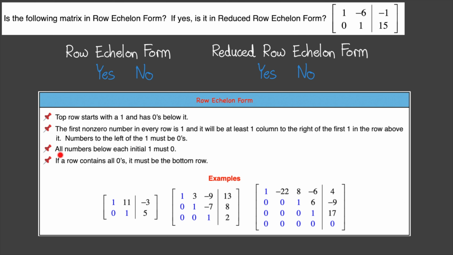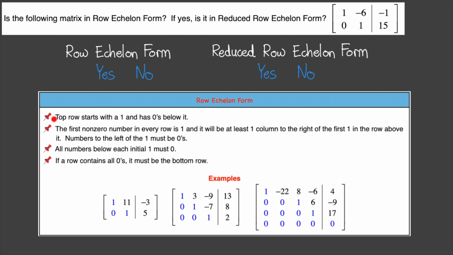The third feature says all numbers below each initial 1 must be 0. So here's our initial 1, and there's a 0 below it, so that's good. And then this one, there's no numbers below it, so we don't have to worry about it here. So that one checks out as well. And the last feature says if a row contains all zeros, it must be the bottom row. Well, there's no row that contains all zeros, so we don't have to worry about that step.